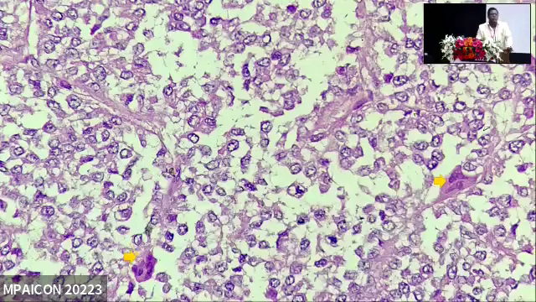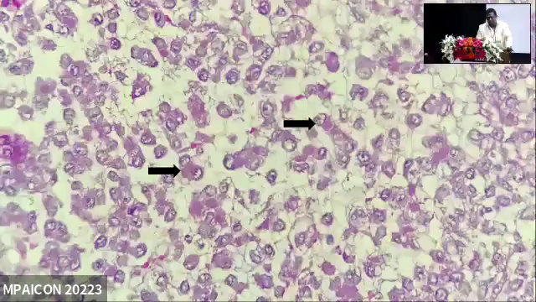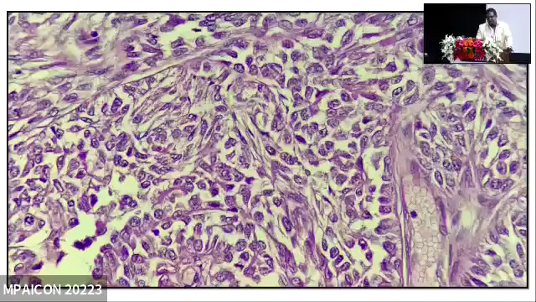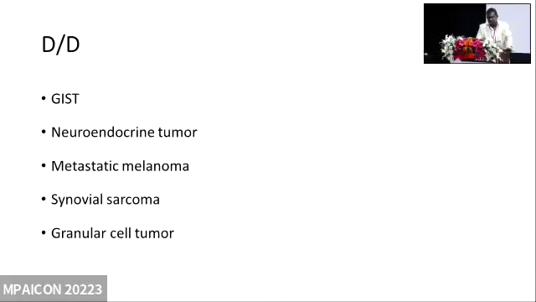And at some places, it showed osteoclastic type giant cells. At some places, the cells showed eosinophilic deposits in the cytoplasm, and at some places there was a spindloid morphology as well. So predominantly, it was an epithelioid tumor with somewhat spindloid morphology at places. So a DD of GIST was again reconsidered. Neuroendocrine tumor, could it be a melanoma, could it be a synovial sarcoma with epithelioid morphology? Because of the eosinophilic deposits in the cytoplasm, could it be a granular cell tumor?